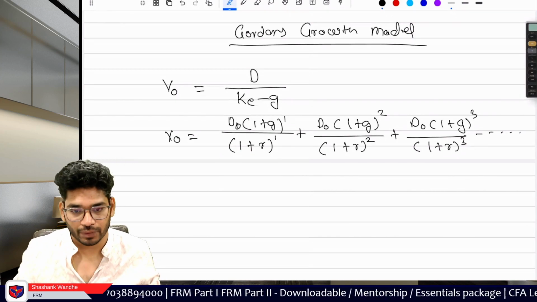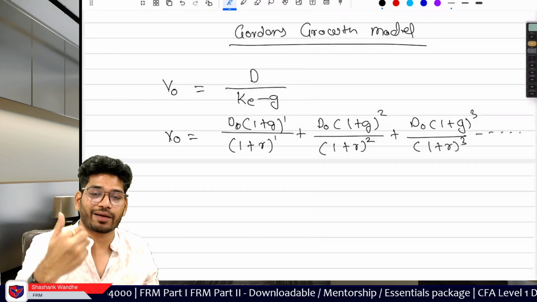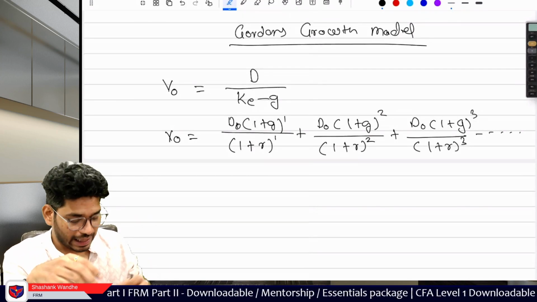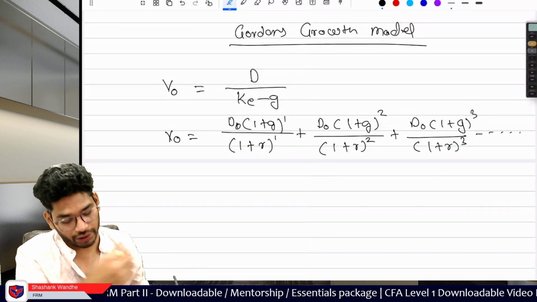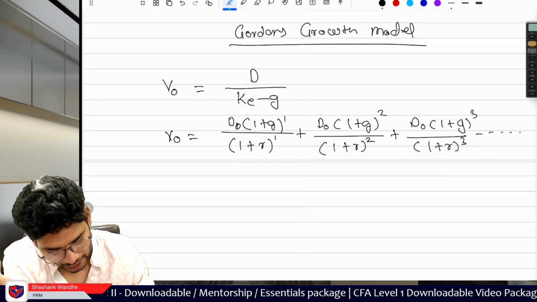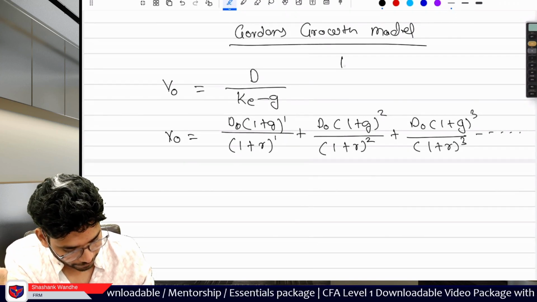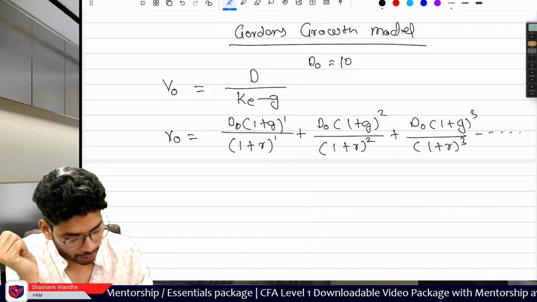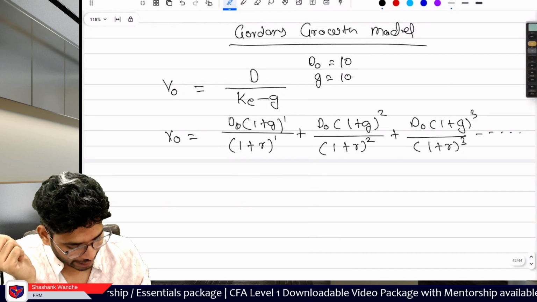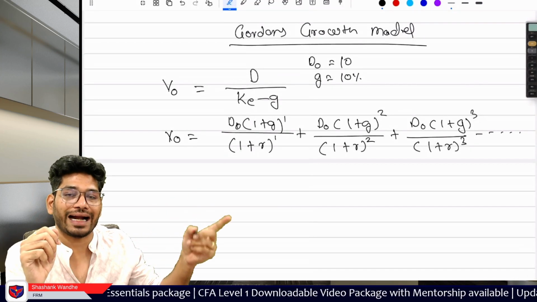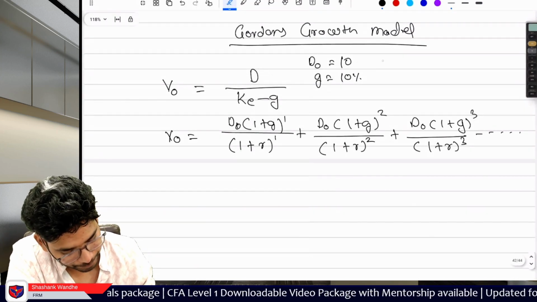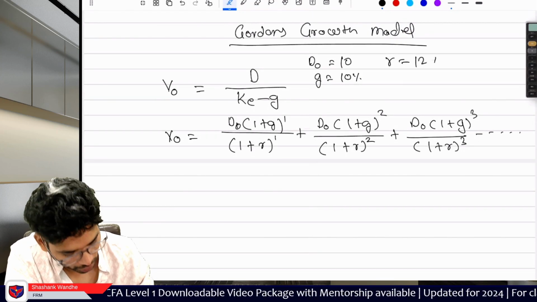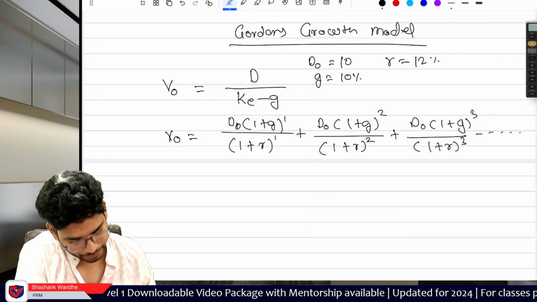Now see what's happening here. We are simply calculating the dividend at the points T1, T2, T3 and so on, and then discounting it by 1 year, 2 years and 3 years. So if I start with the assumption that the dividend D0 is equal to 10, and let's say the growth rate is 10%, so the dividend will grow at 10%, and say R is equal to 12%. K and R are the same here.